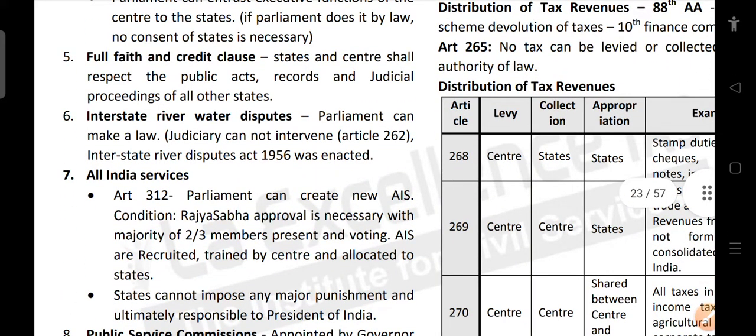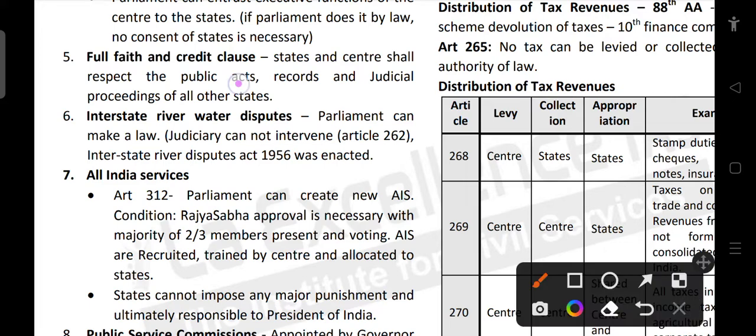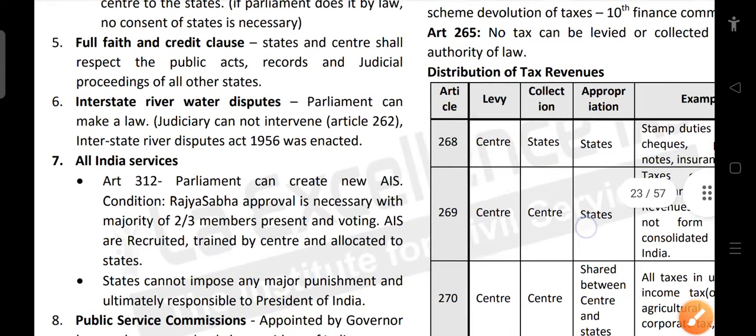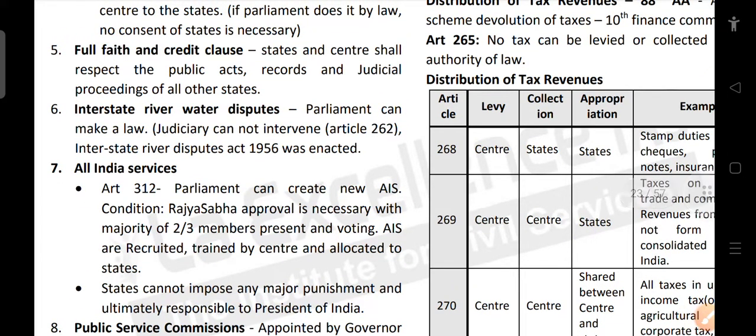Full faith and credit clause. States and the center shall respect the public acts, records, and judicial proceedings of all other states. They have to obey or respect the public acts of other states also, which is the full faith and credit clause.